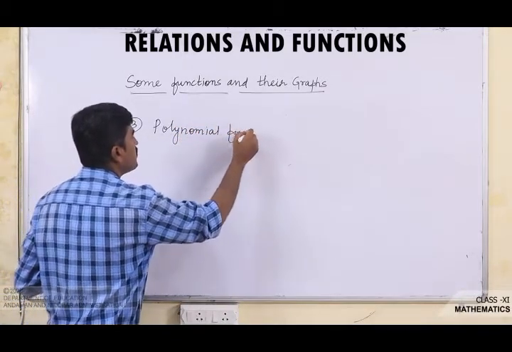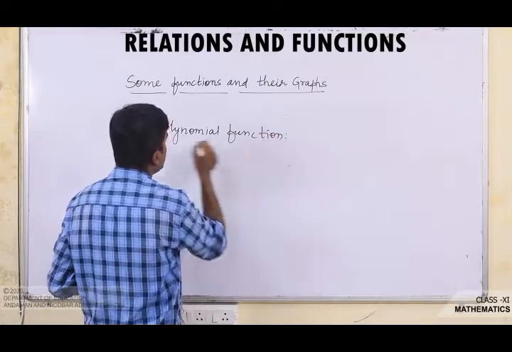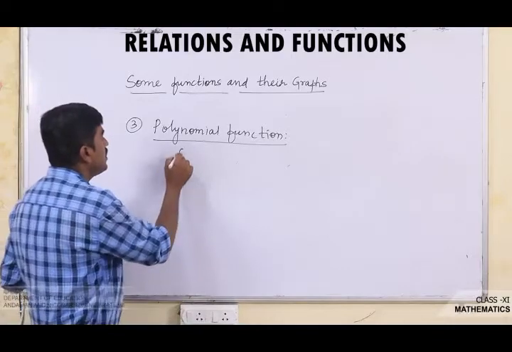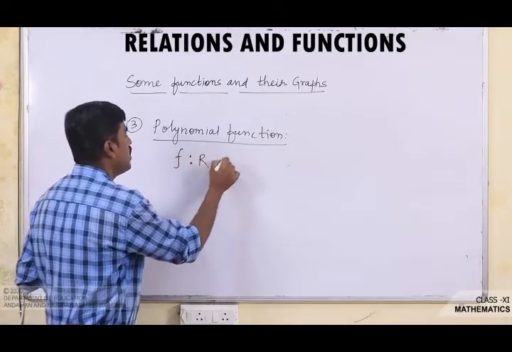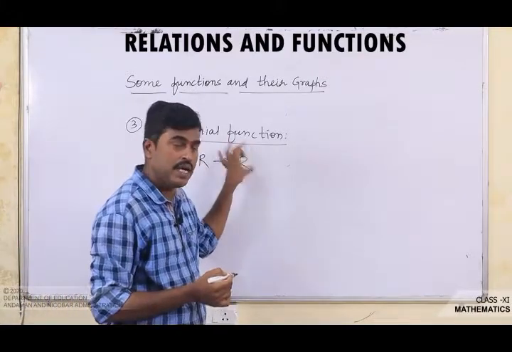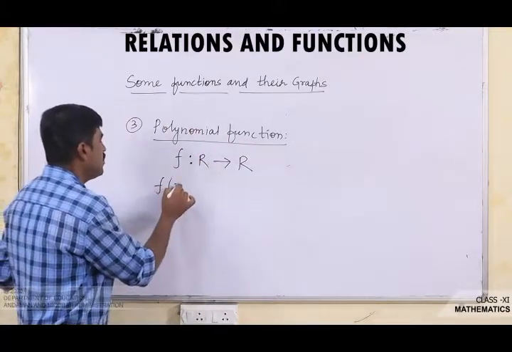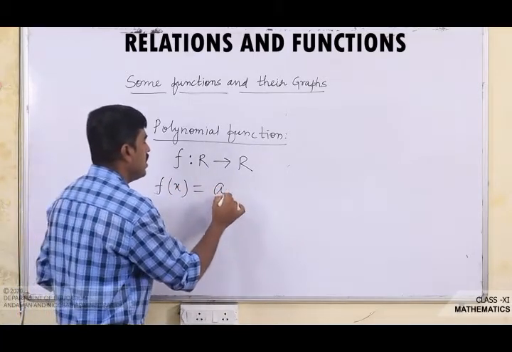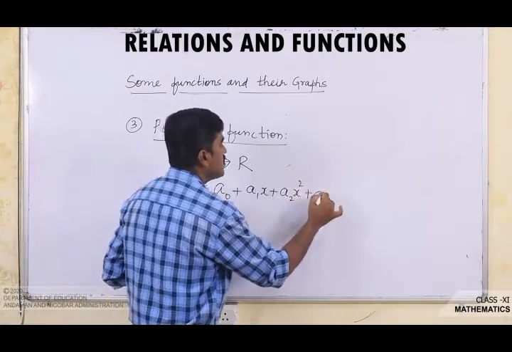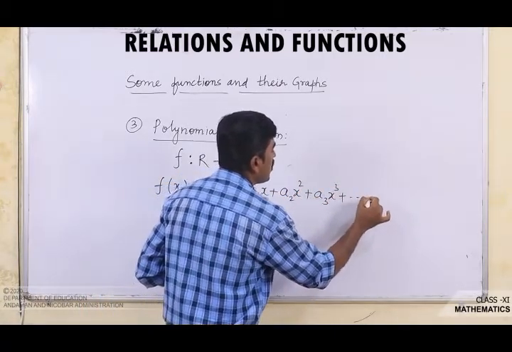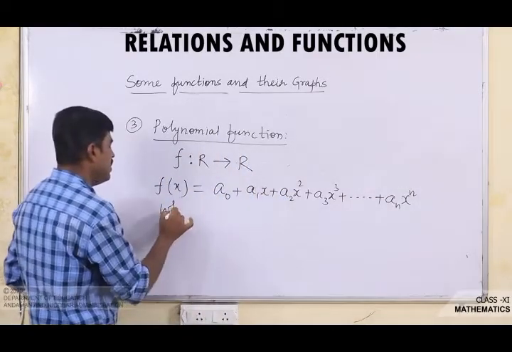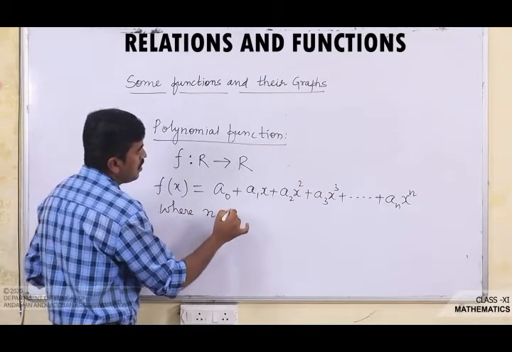Polynomial function. What is meant by polynomial, you studied in the lower classes. So here it is also a function f from R to R. The domain of this function is the set of real numbers and the codomain is also the set of real numbers. So it is defined by a polynomial. f(x) = a0 + a1x + a2x² + a3x³ + ... + anxⁿ, where n is a whole number.